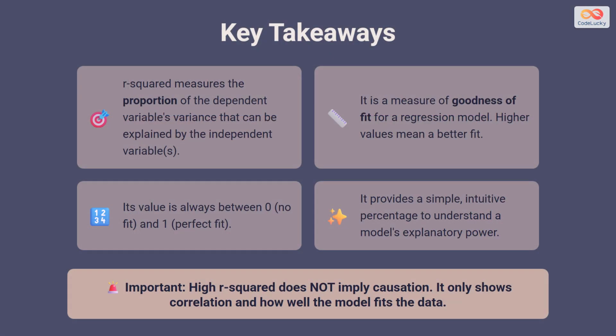To summarize, R-squared is a measure of the proportion of variance that a model explains. It's a key indicator of a model's goodness of fit, with values ranging from 0 to 1. A higher value means the model better explains the data. But it is very important to remember that a high R-squared value shows a strong correlation and a good fit, but it does not, by itself, prove that one thing causes the other.